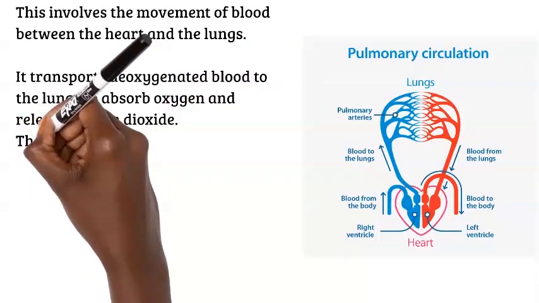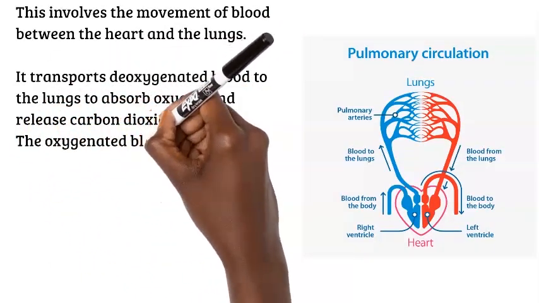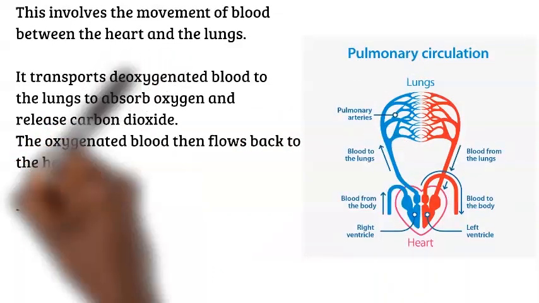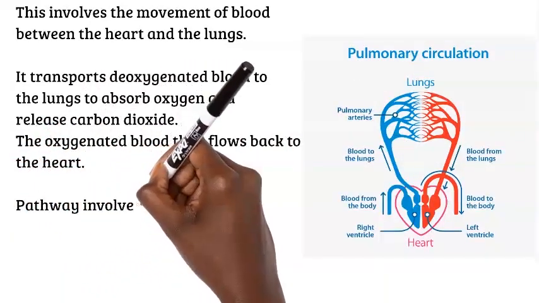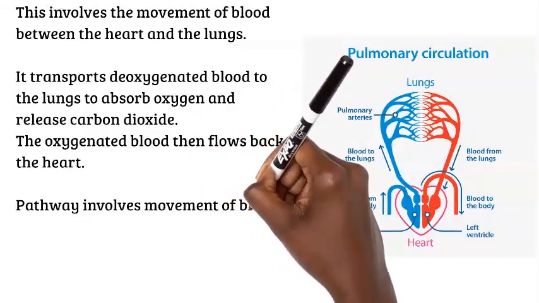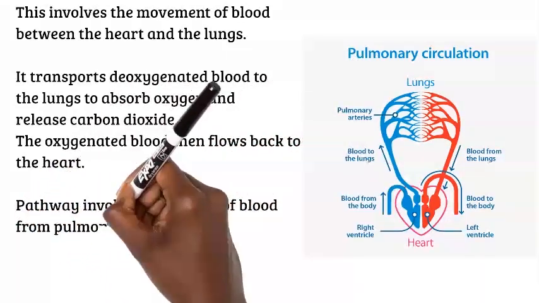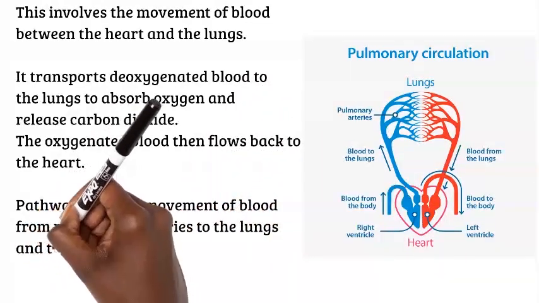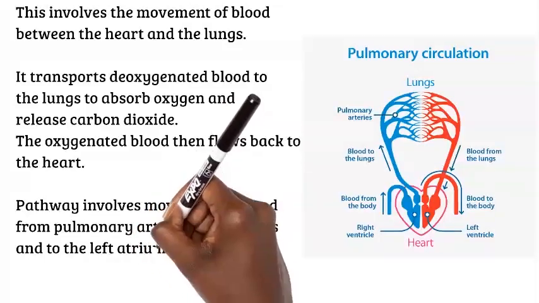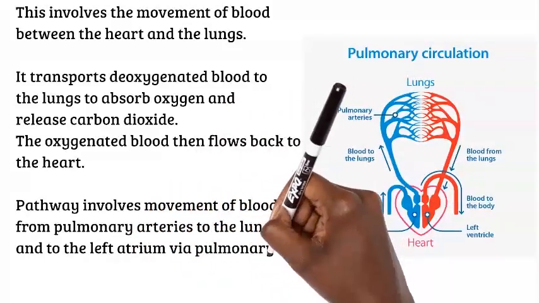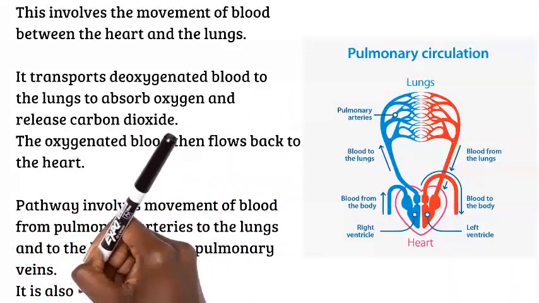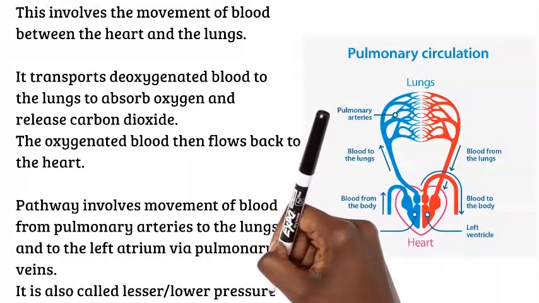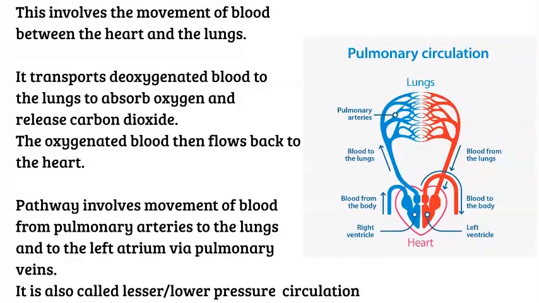The pathway involved in the movement of blood from the pulmonary arteries to the lungs and to the left atrium via the pulmonary veins. So that's the pathway. Pulmonary arteries to the lungs and then to the left atrium via the pulmonary vein. This type of circulation is also called the lesser or the lower pressure circulation.